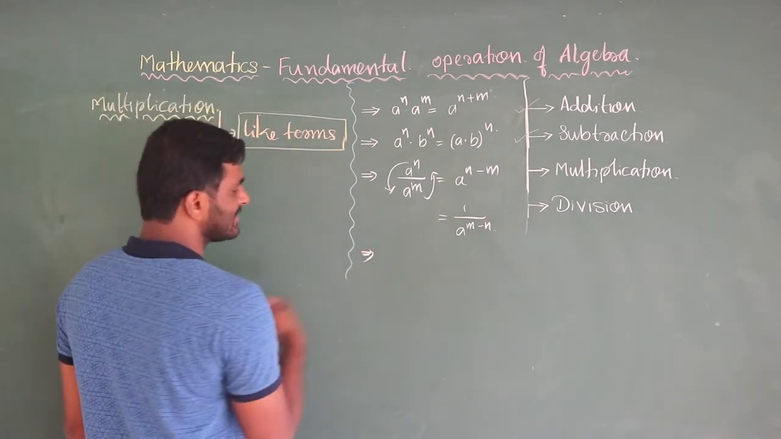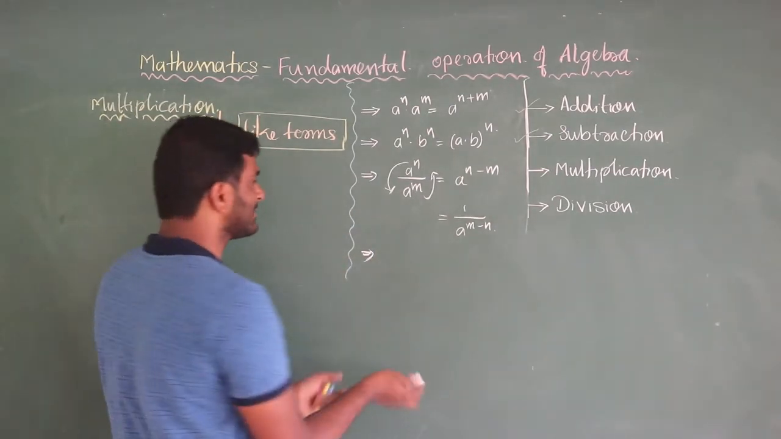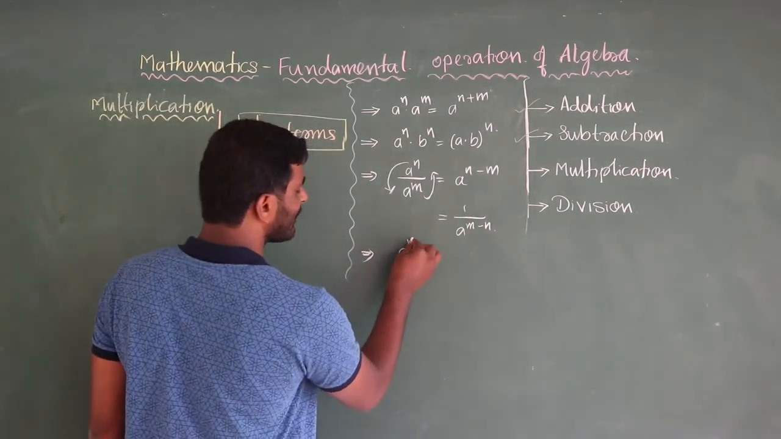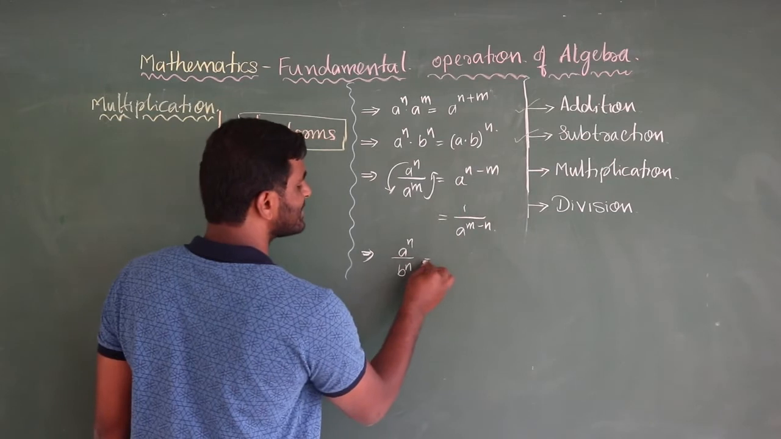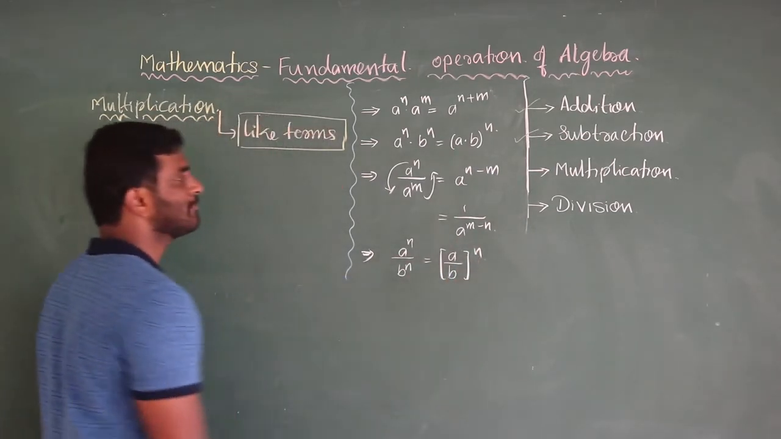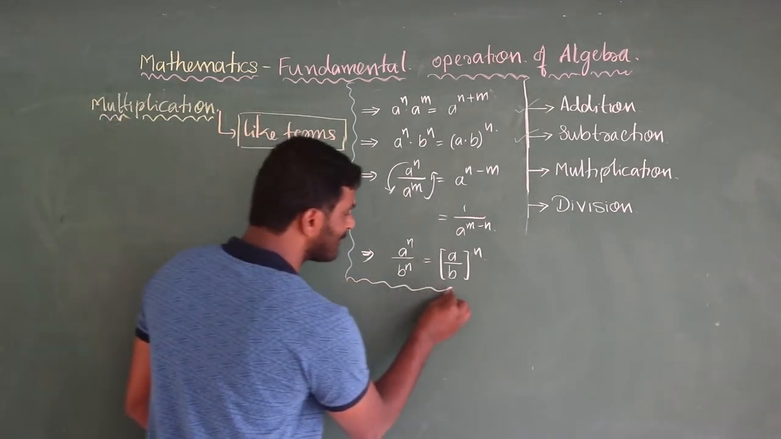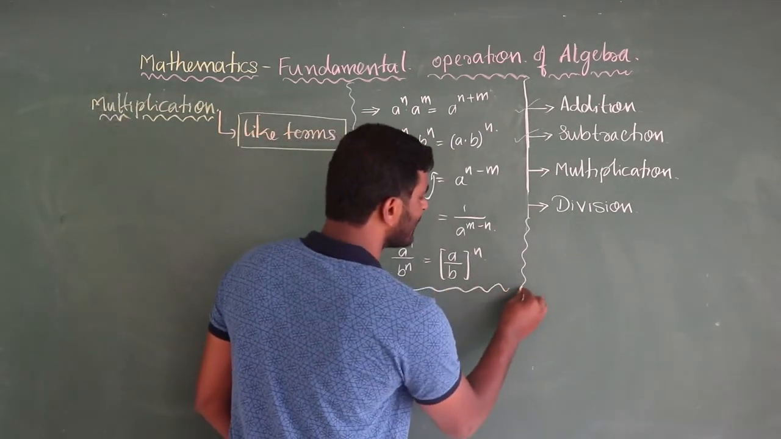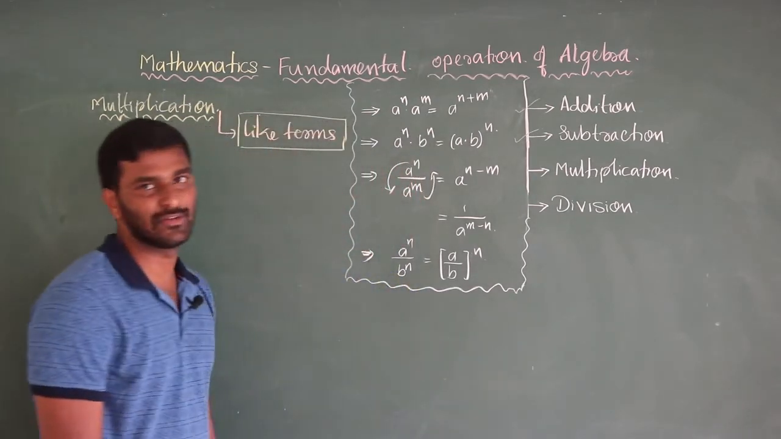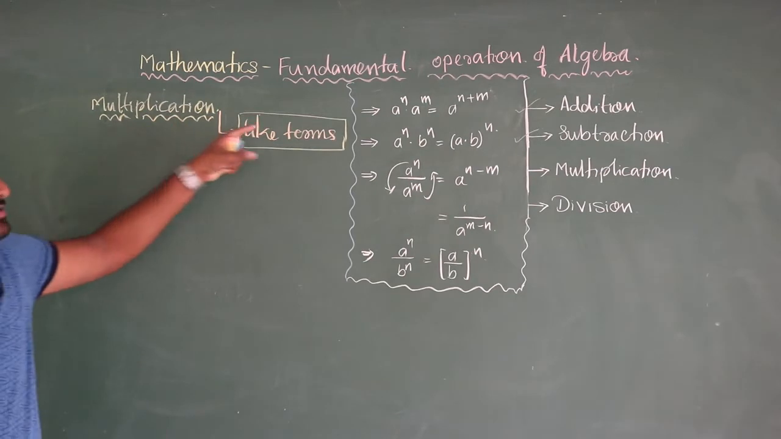And if the base is different and the exponent is same, a to the power of n divided by b to the power of n is equal to a by b to the power of n. Those are the important formulas, and the remaining formulas we can watch in the law of indices concept video. Okay, so again come back to the multiplication of like terms.